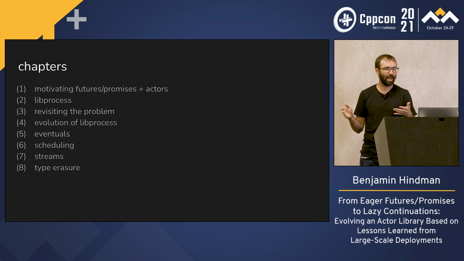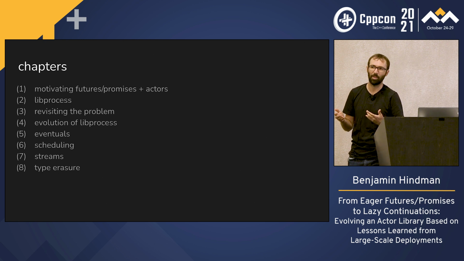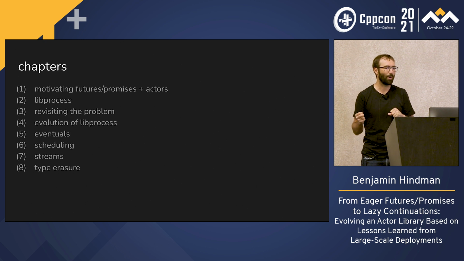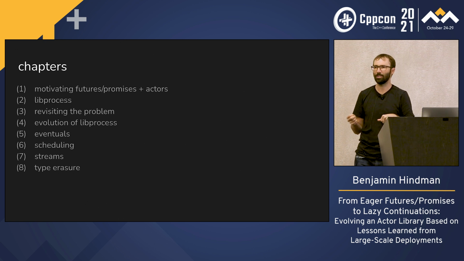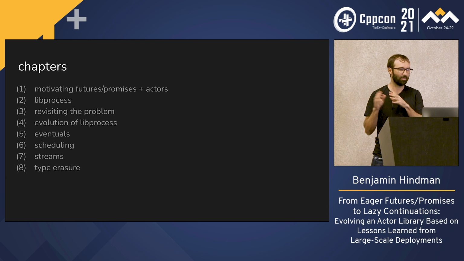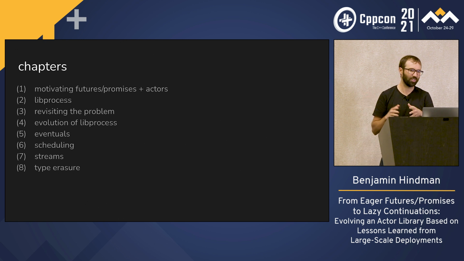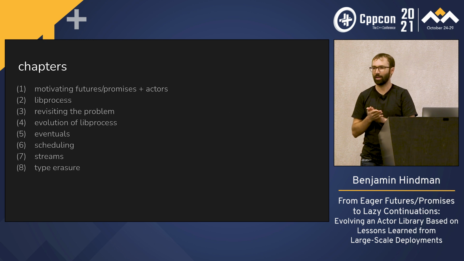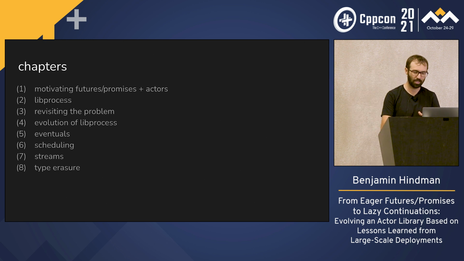Talk about the evolution of that, the library we ultimately created from that we call eventuals. Talk about something that's near and dear to my heart that I've done research on for a long time around scheduling of these things. Talk about streams, which is a continuation of the eventuals idea. And then finally, some practical concerns, in particular type erasure in the library. Okay, so let's just jump in with motivating futures.